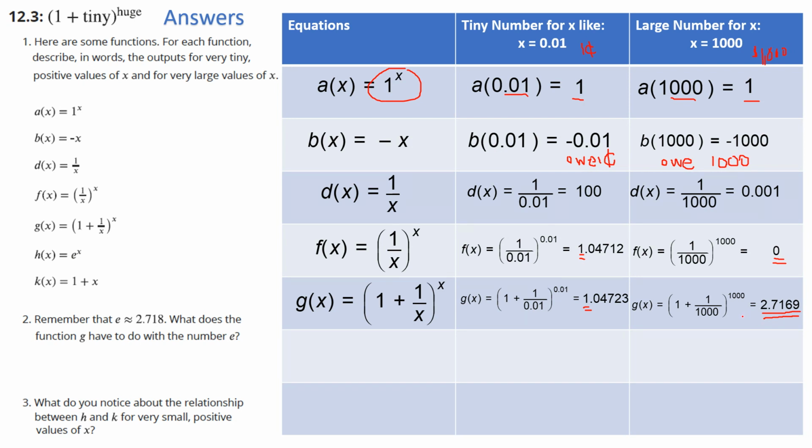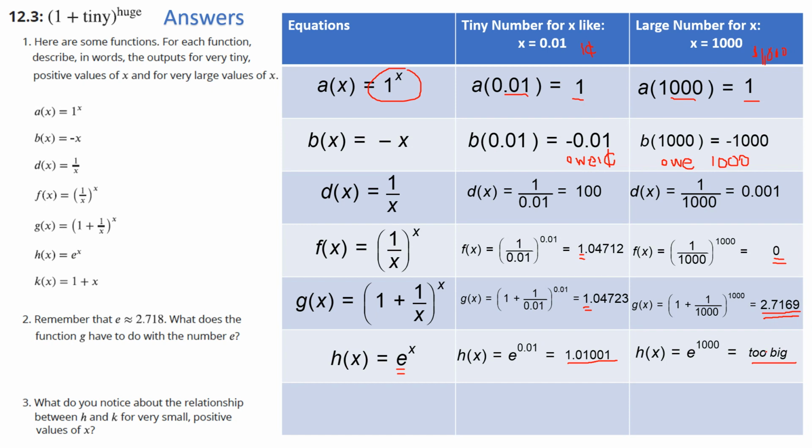So h of x is equal to e to the power of x. Now we're talking about this number e again. If I were to plug in a very small number like 0.01, my answer will be 1.001. Interesting. And if I were to plug in a big number like 1,000, my answer will be way too big for me to be able to fit on this slide. So that's just way too big. But this number is interesting.